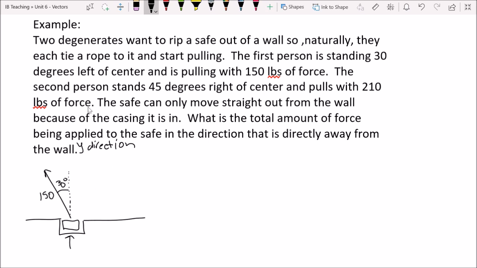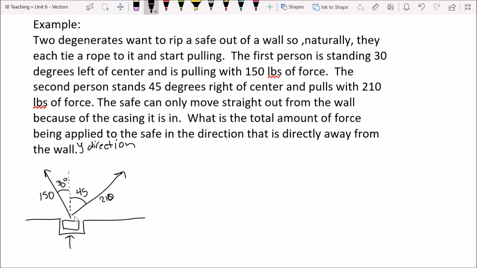What about the next person? The second person stands 40 degrees right of center. So they're out here somewhere. So now that's a 45-degree angle. And I guess they're a little stronger. They pull with 210 pounds of force. That's a 0, not a 6. The safe can only move straight out from the wall, and then, okay, the rest of it is just really simple.